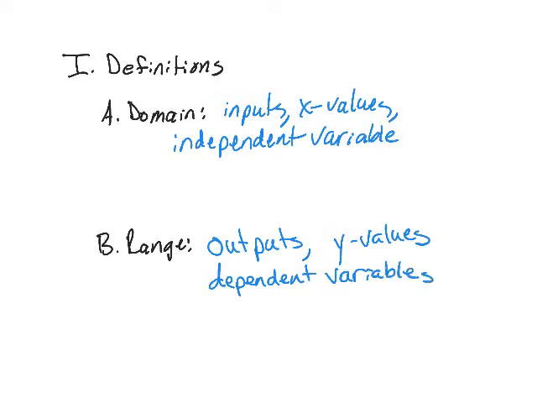So the domain controls the range. A lot of times we can find the domain algebraically. With the range, quite often we have to look at it graphically to make sure we have the full range if we're defining a range.